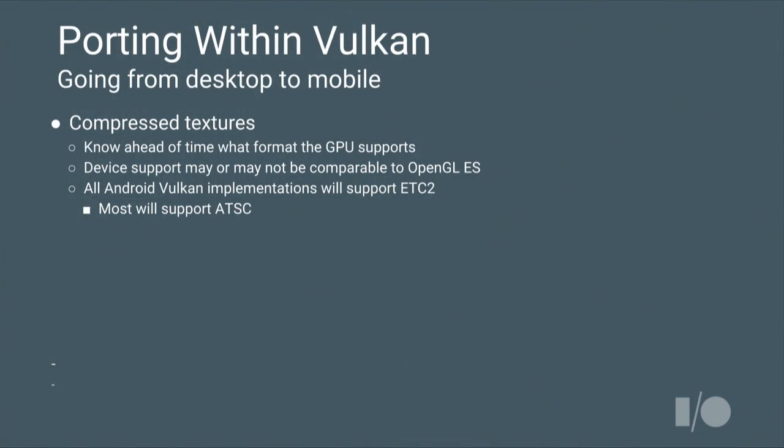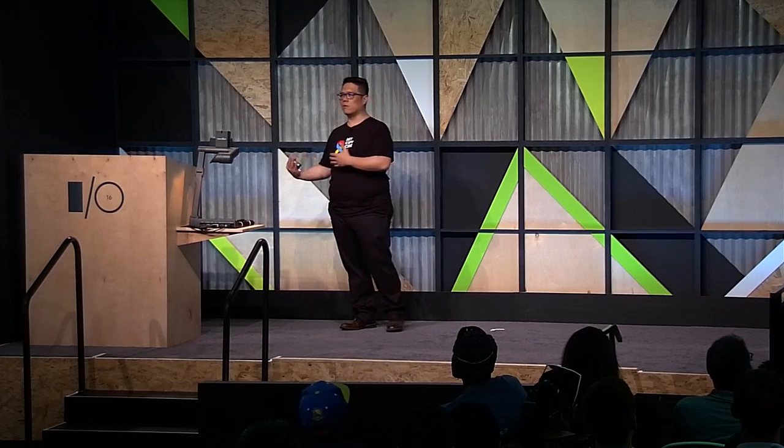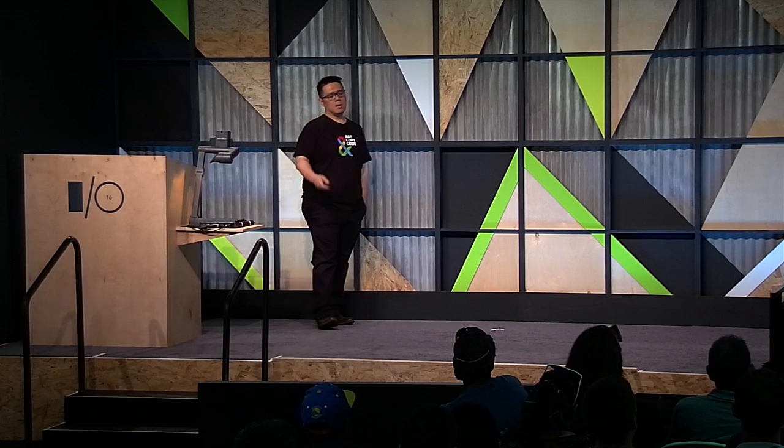Compressed textures. We all mostly know what formats are supported these days. The thing not to do is don't assume that if it's supported in OpenGL ES for the device that it's supported in Vulkan, it may not be. One nice thing about Android in this regard is that all Android Vulkan implementations will support ETC2, and some of them will support ASTC as well. And just for completion, the desktop support is essentially just the BC formats. They may have slightly more complicated names.